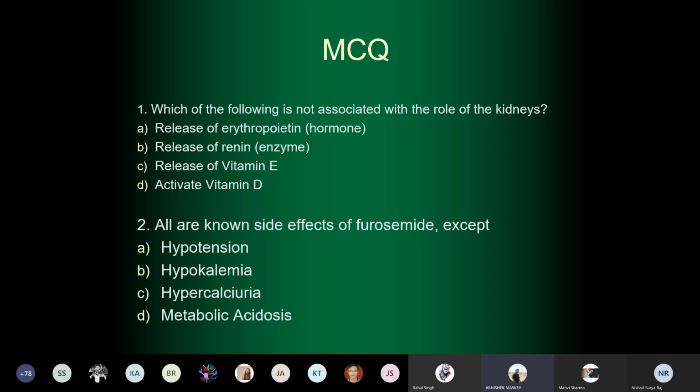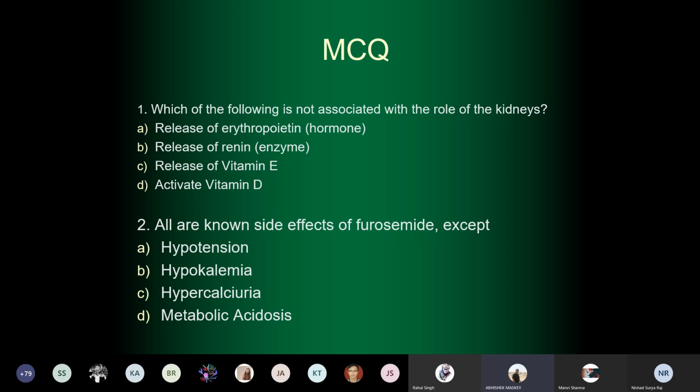And vitamin E is definitely not related to the kidneys, right? But the activation of vitamin D, we have discussed in the first class in physiology, the endocrine function of the kidneys is activation of vitamin D to 1,25 dihydroxycholecalciferol. Very good. So the answer is C.